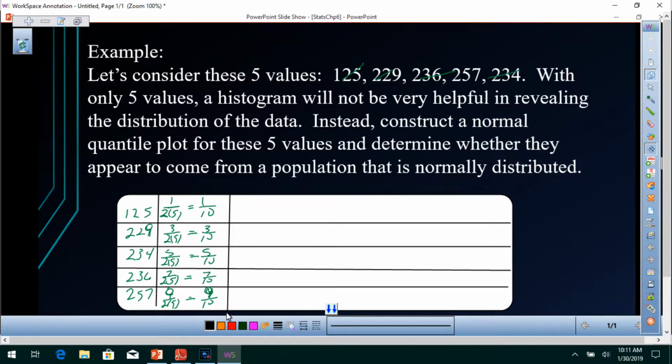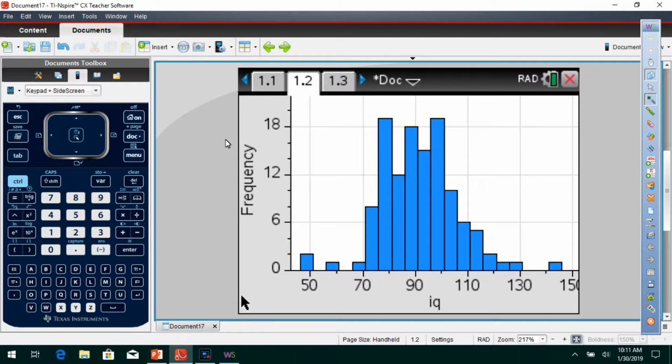So what do we have here? We have the x, and then we have the area. Now we can compute the z that goes with it. You can look those up. 1/10 would be 0.1, or you can use your graphing calculator. I'm going to use the graphing calculator.